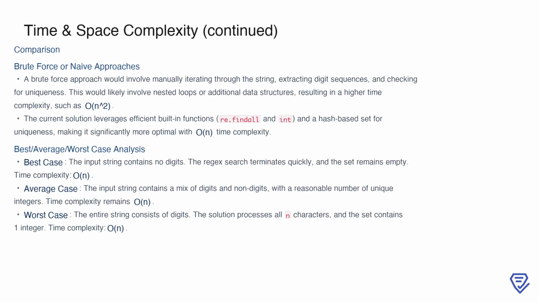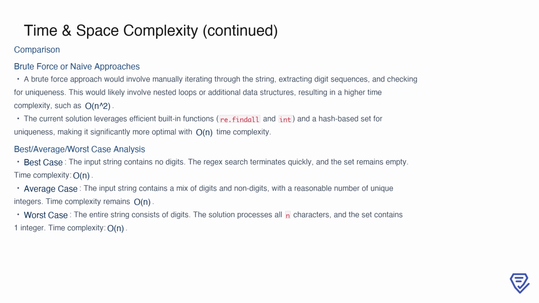Let's compare this optimized solution to a brute force or naive approach. A brute force method might involve manually iterating through the string, extracting digit sequences, and checking each one for uniqueness. This would often result in nested loops or additional data structures, leading to a higher time complexity, such as O(n squared). In contrast, the current solution efficiently uses built-in functions like re.findall and int, and leverages the hash-based set for uniqueness, achieving a much more optimal time complexity of O(n).